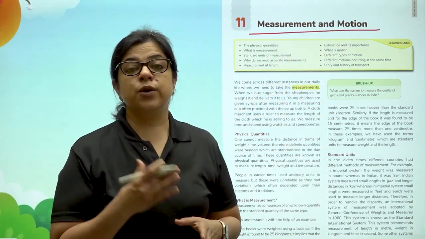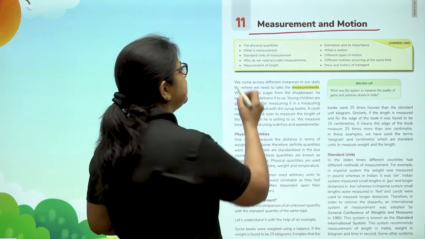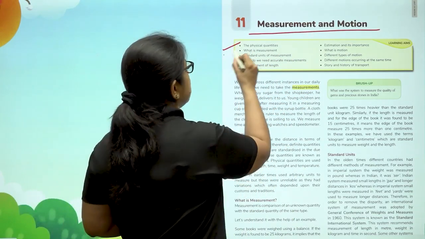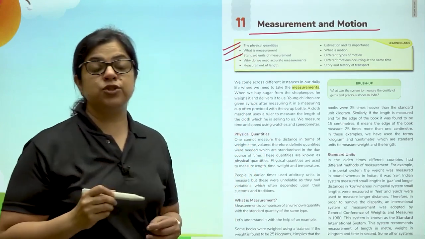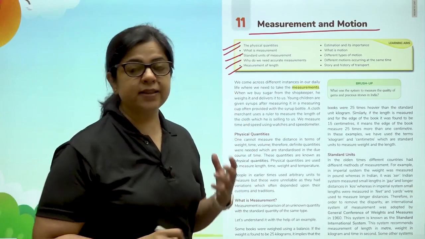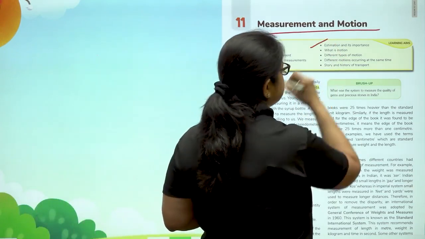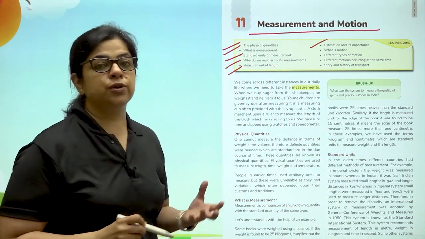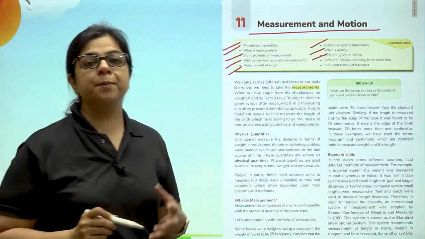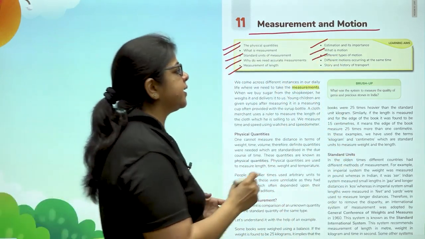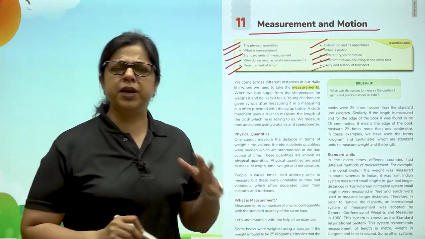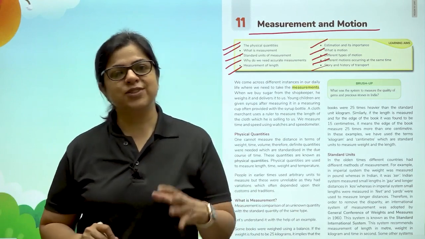The things that we are going to cover in this chapter include physical quantities, what is measurement, what are the standard units of measurement and why do we need them, how do we measure length, what is the importance of estimation, what is motion, what are the different types of motion, and what happens when different motions are occurring at the same time. And we are also going to delve briefly into the history of transport.